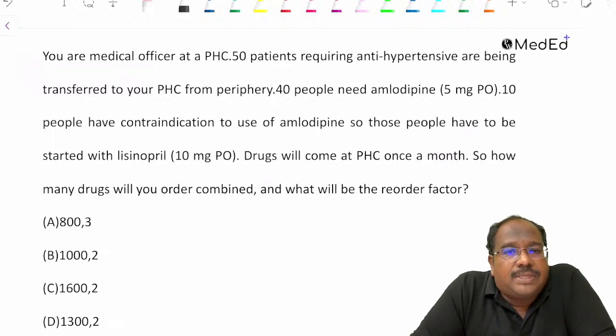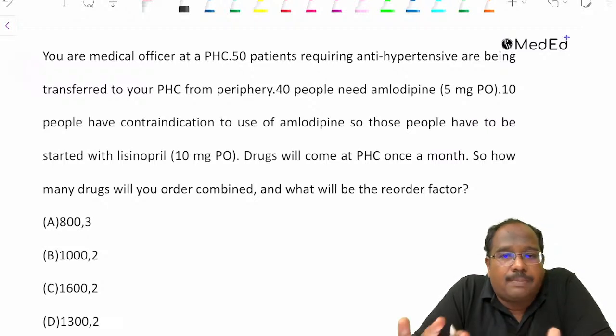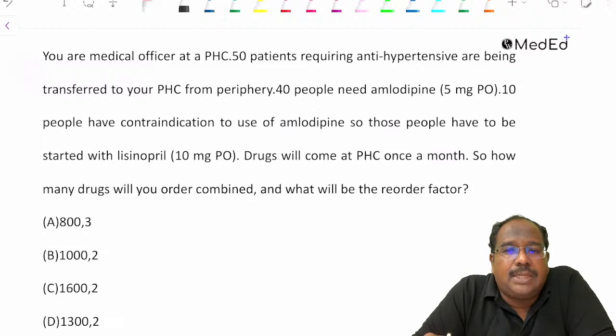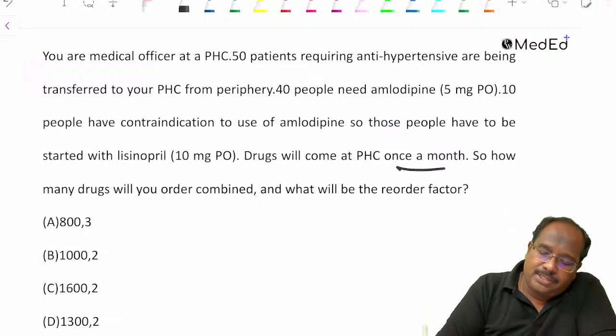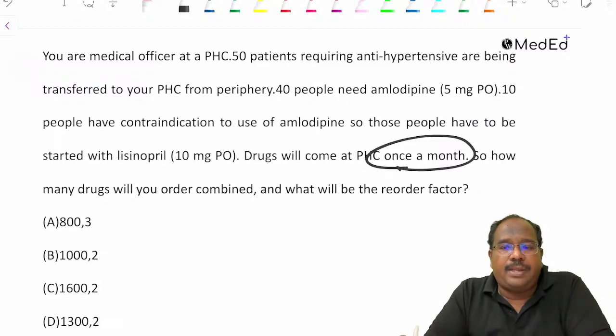You are a medical officer at a PHC. 50 patients requiring antihypertensive drugs are being transferred to a PHC from the periphery. Out of this, 40 people need amlodipine. 10 people have a contraindication for amlodipine, so they have to start another drug, lisinopril. The drugs will come to the PHC on a monthly basis. How many drugs will you order combined? What will be the reorder factor?